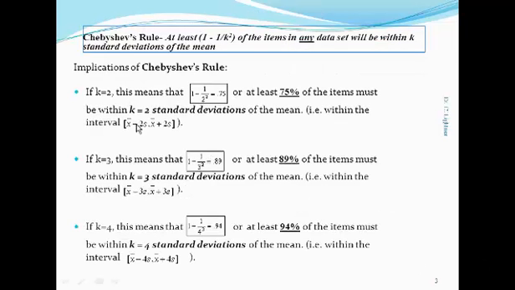If we allow k to equal 2 and plug 2 into this basic definition of Chebyshev's rule, Chebyshev's rule would state at least 1 minus 1 over 2 squared, or 75% of the items in any data set will be within 2 standard deviations of the mean.